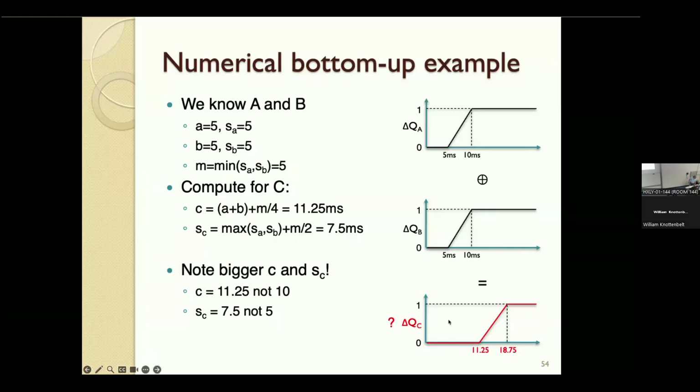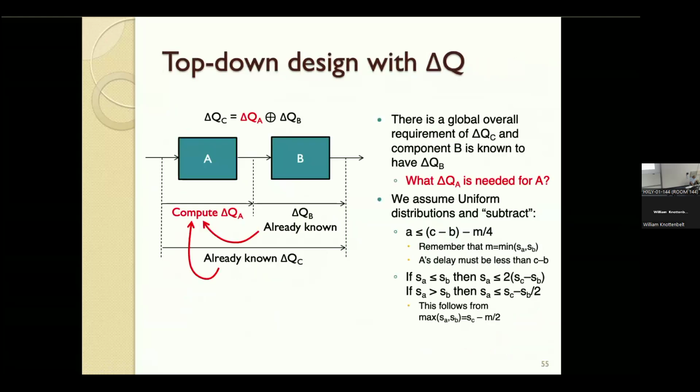So notice it's not going from 10 to 20. It's going from a little bit more than 10 to a little bit less than 20. And the spread is not 5, but it's 7.5, okay? So this actually is a pretty good approximation, okay? That's our first design, bottom-up design, okay? So that gets you warmed up. Now let's do a more interesting example, a top-down design.